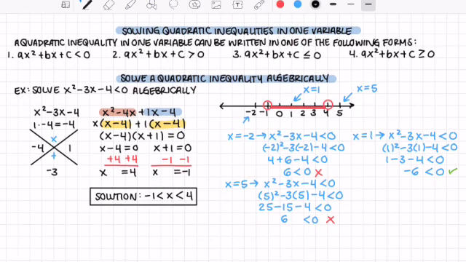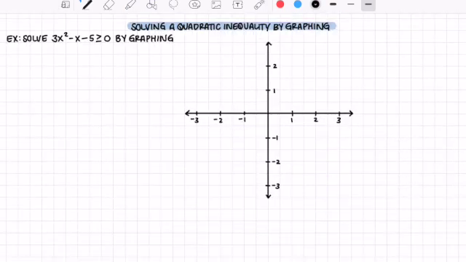Let's check out the next problem. Okay, so right here, solving a quadratic inequality by graphing. Let's say we're asked to solve 3x squared minus x minus 5 being greater than or equal to 0 by graphing. So we're still going to try and find the x solutions here. And that also means that I'm still going to be using some form of factoring to factor out 3x squared minus x minus 5.